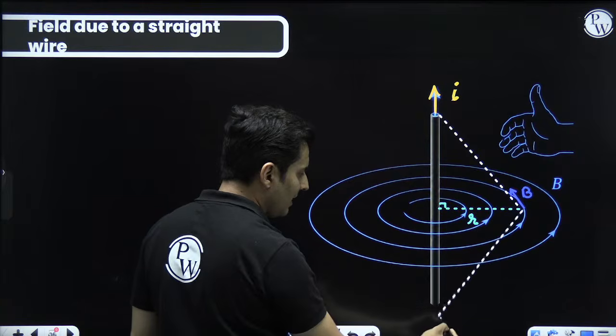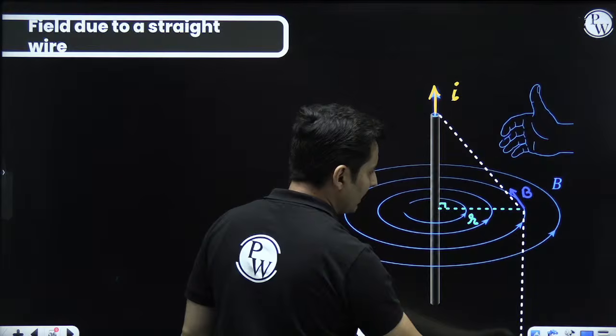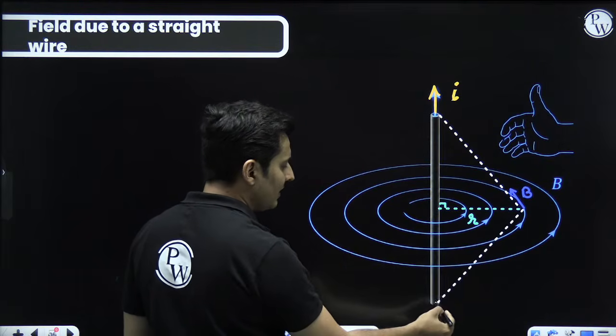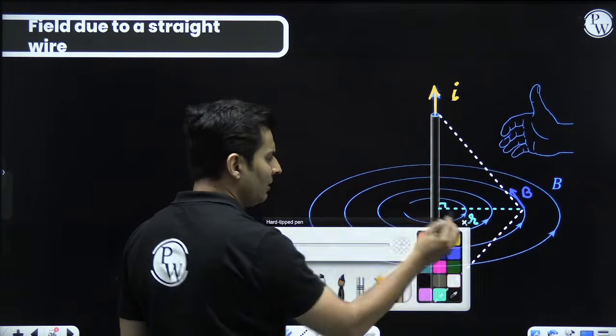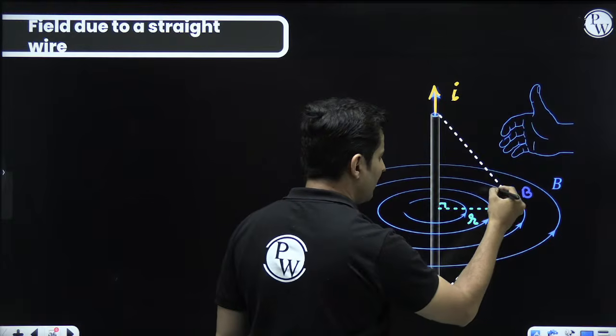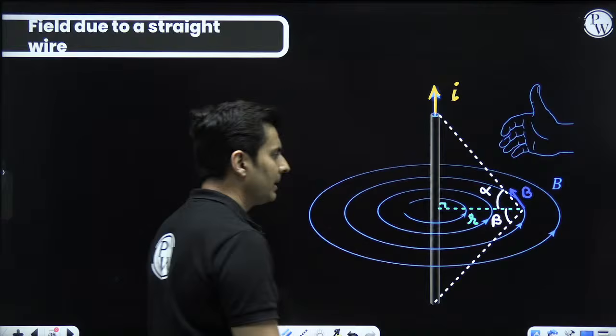It could be anywhere. Sir, what if it is infinitely long? Then it will become like this. If it is small, it will become like this. So right now it is ending here. Just leave it there. We'll figure out about infinity in a bit. Don't worry. One of these angles I will call it as alpha. The other angle automatically will be beta.